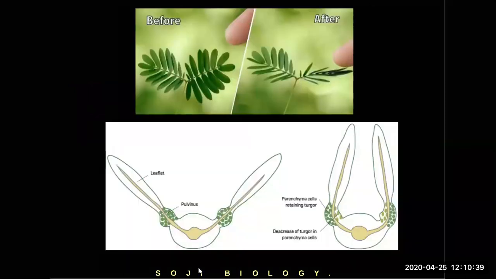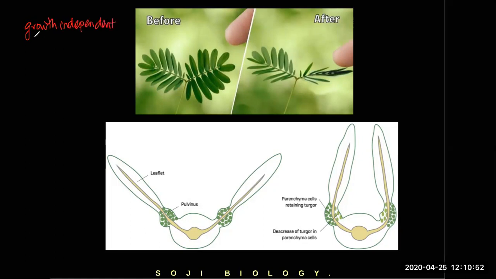Let's look at the examples. That's the first example. Here, this is growth independent. Remember, there is no growth happening here. So we call it growth independent movement. Through movement, the plants are responding, coordinating. Remember that. This is before you touch. The moment you touch, you can see the leaves are folding up.